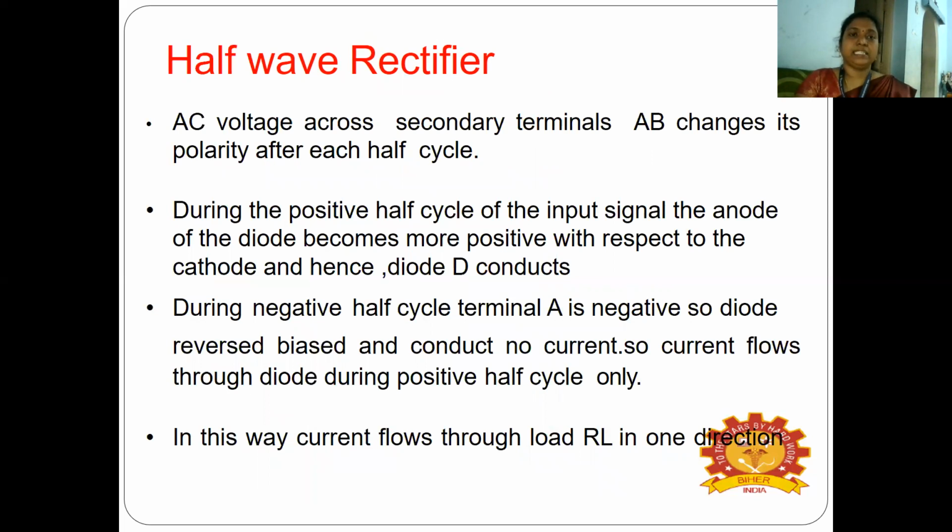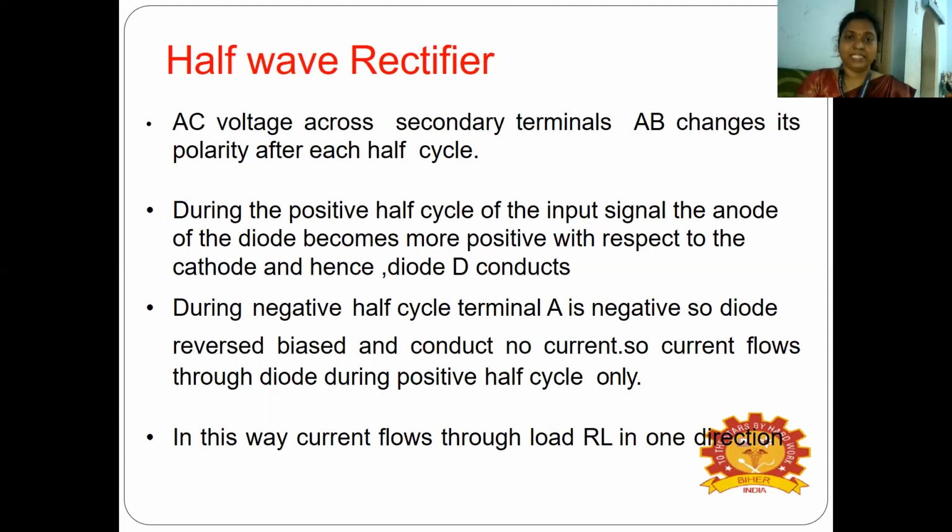So that's what they are clearly saying here, that in operation, the AC voltage across the secondary terminals AB changes its polarity after each half cycle. Each and every half cycle, the polarity will change. So during the positive half cycle of the input signal, the anode of the diode becomes more positive with respect to the cathode, hence the diode conducts. So we simply say that the diode will conduct, and the diode is said to be on and off. How do you say the diode is said to be on, and how do you say the diode is said to be off at the negative? That's what they're explaining here clearly.